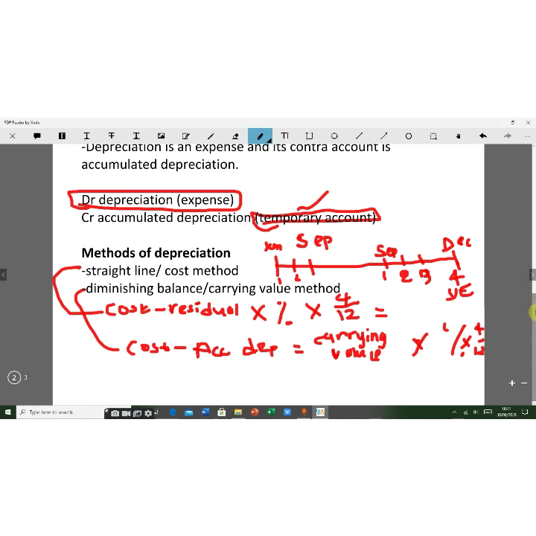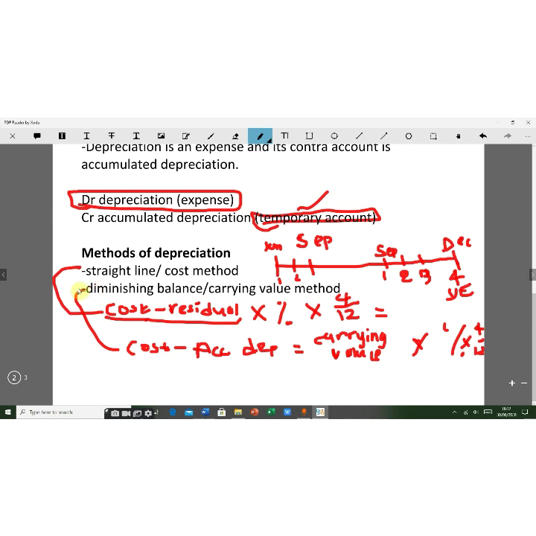So now let's look at how you calculate using the straight line method. You take your cost, you less your residual value. If you are given a residual value, you less your residual value. If there is no residual value, you take the cost, then you multiply that by your percentage.